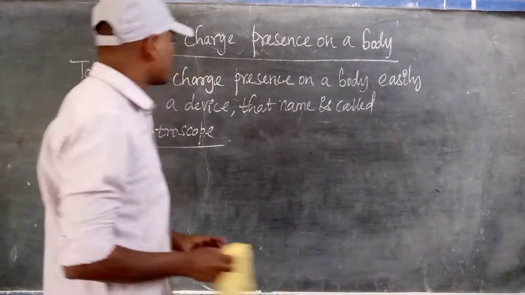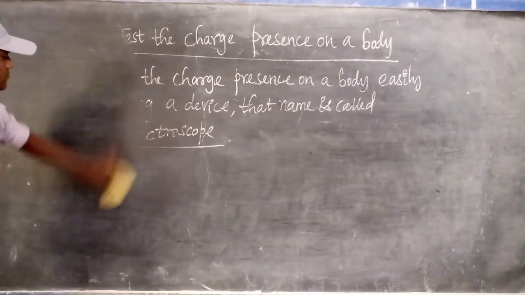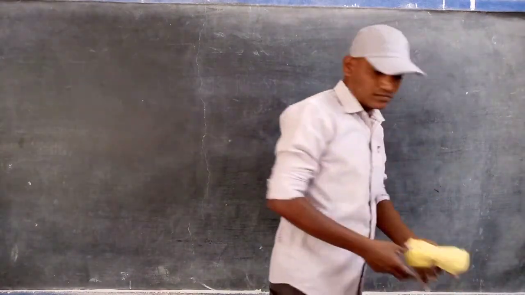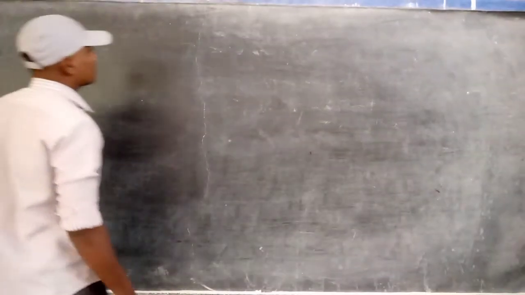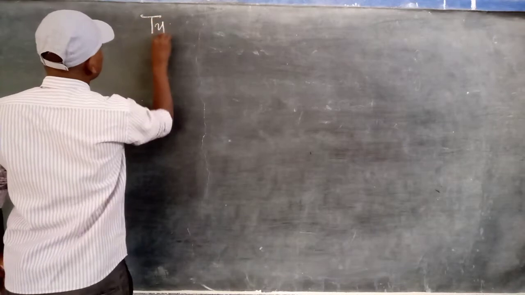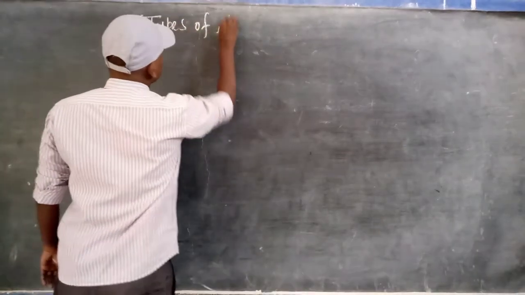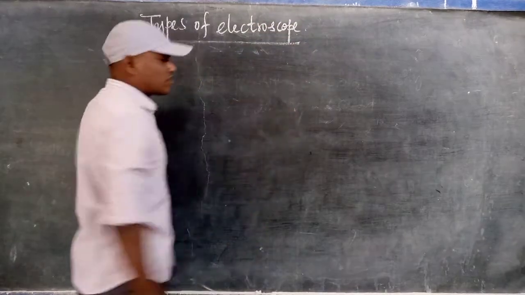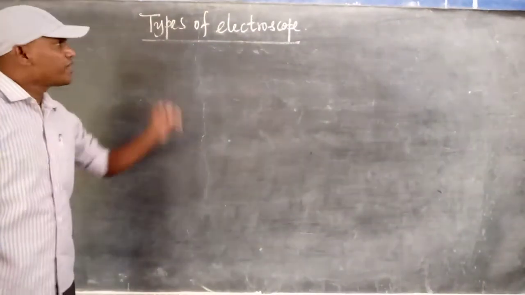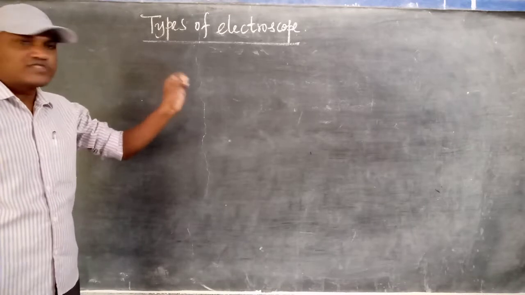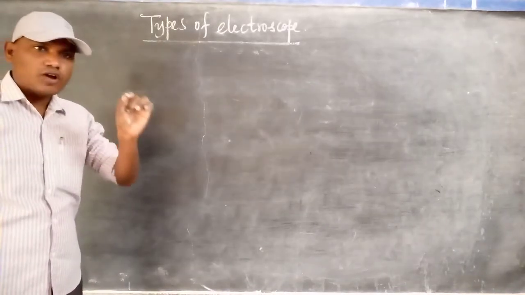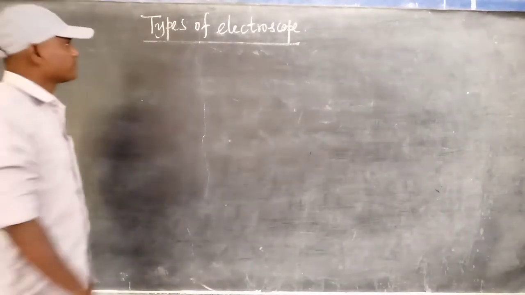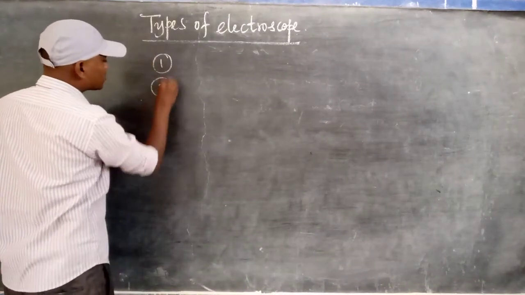How many types of electroscopes are there? Two types of electroscopes are there. Sometimes they ask, what is the electroscope? Electroscope is a device with the help of which we can find the charge present on a body, or we can test what charge is present on a body. Generally, two types of electroscopes are there.